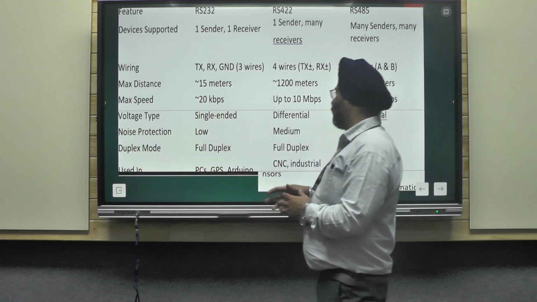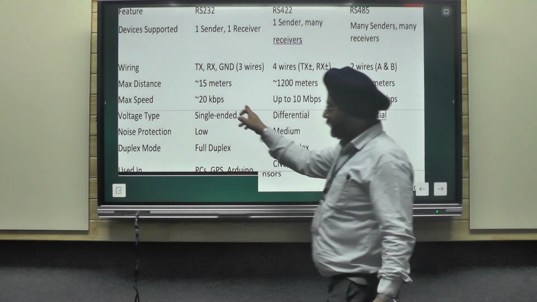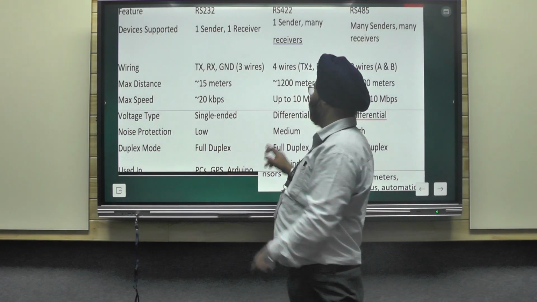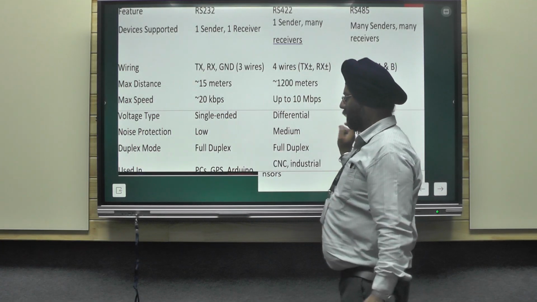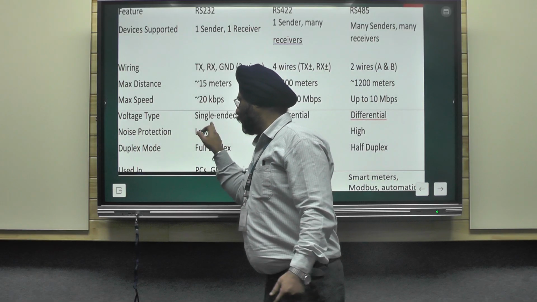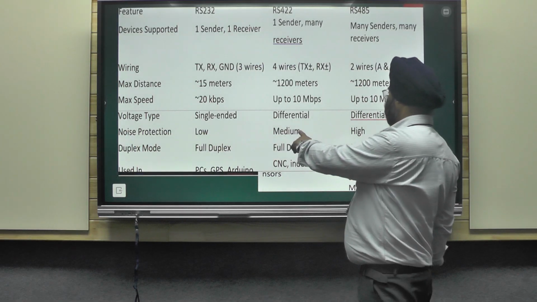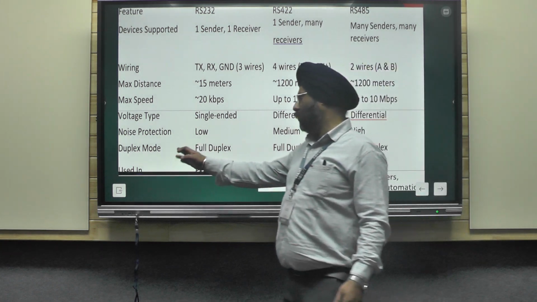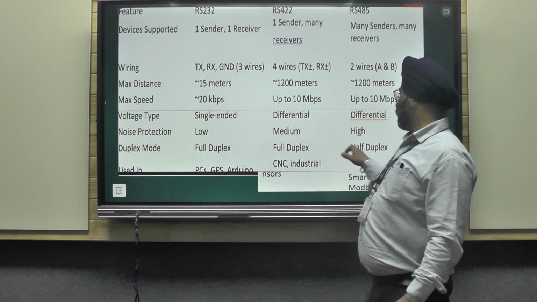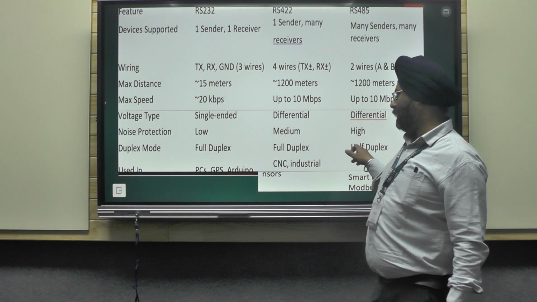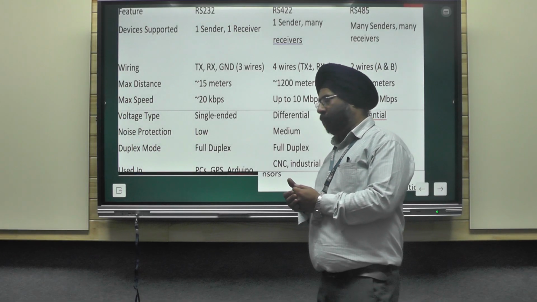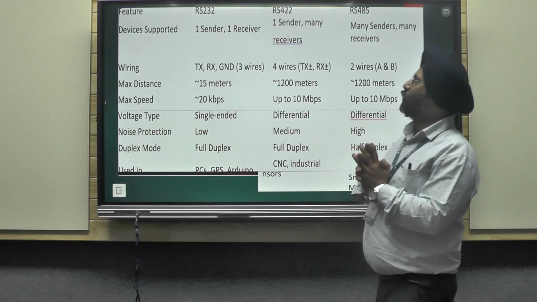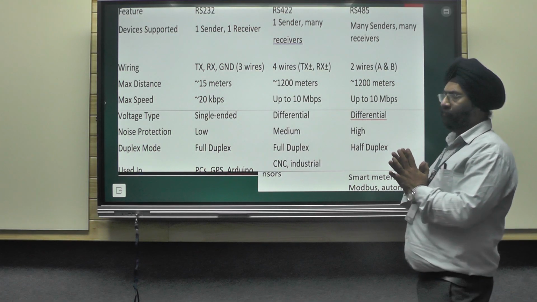Voltage level: single-ended, differential. This one is single-ended. That's why the noise level is higher in the first one as compared to the second and the third. Noise protection is low, medium and high. But if we compare, the last two are almost equal. Duplex mode: full duplex, and due to the complexity, it can go to half duplex. So these are the differences between the three standards: RS232, 422 and 485.